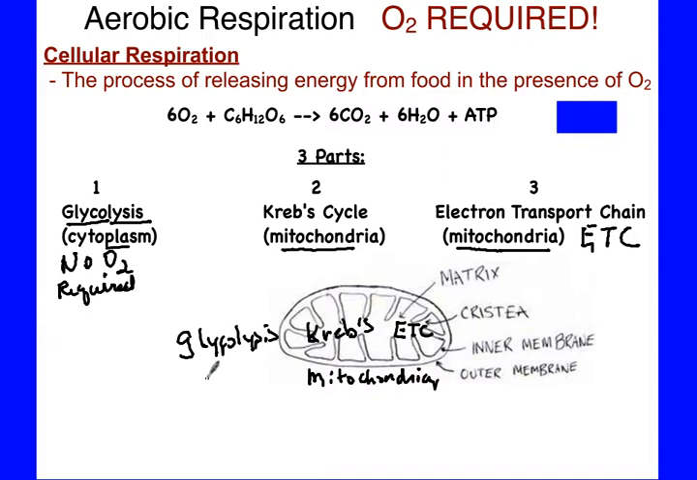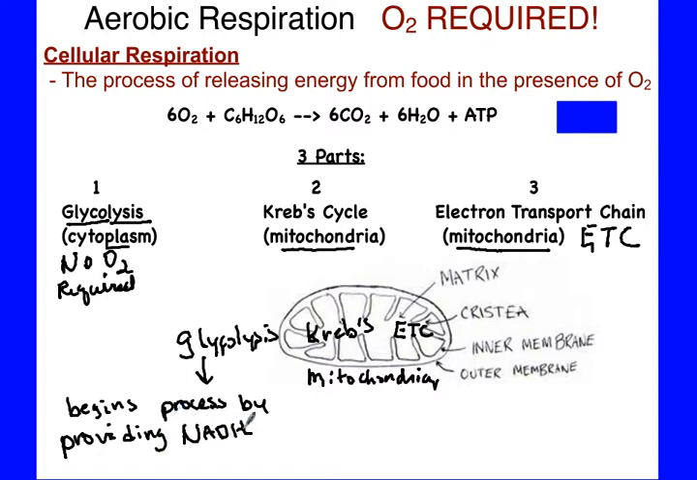Glycolysis, by the way, is the beginning process. So let's put that this begins our process by providing NADH and a special molecule called pyruvate. And that molecule is going to be used to do the Krebs cycle and for the electron transport chain.